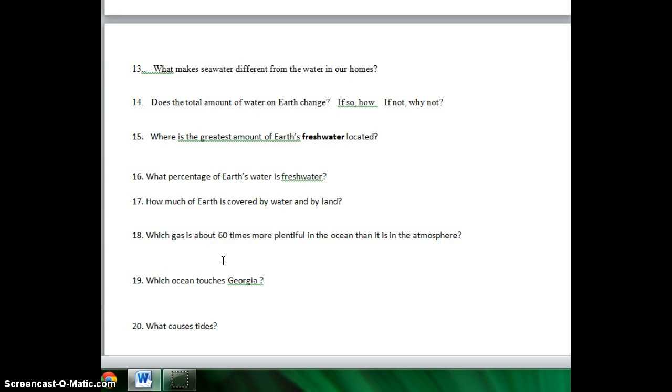Back to the front side, what makes seawater different from the water in our homes is because it contains dissolved minerals in it, like salt.